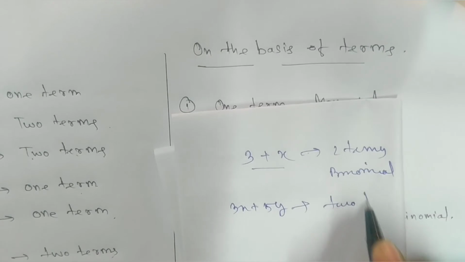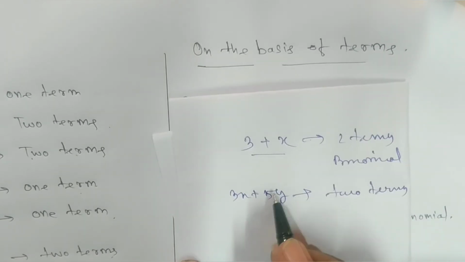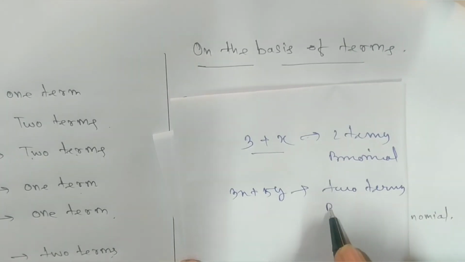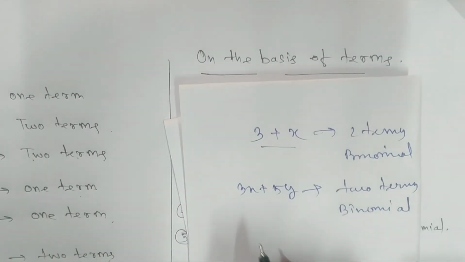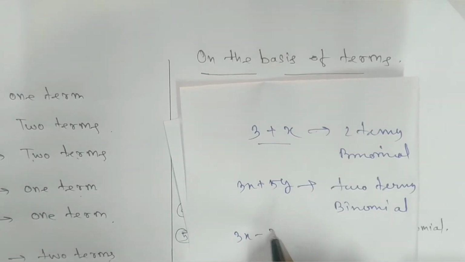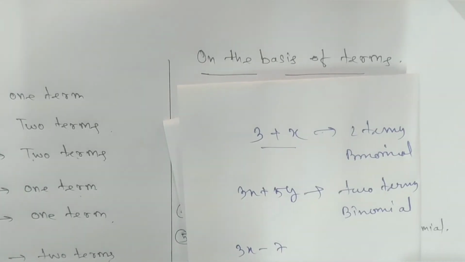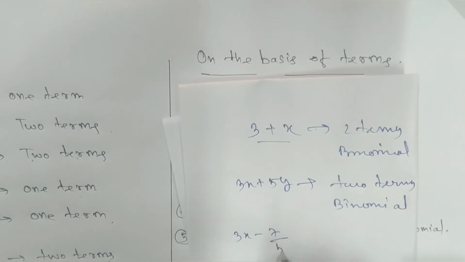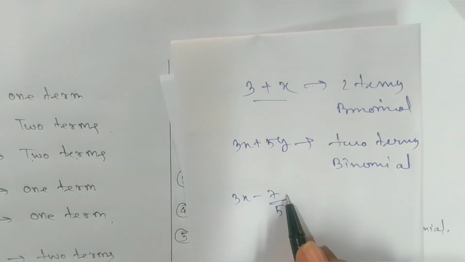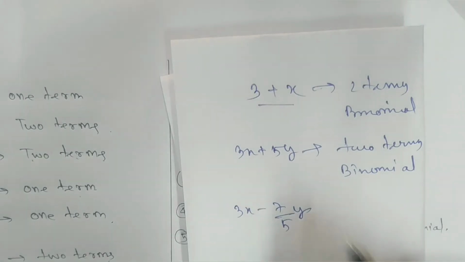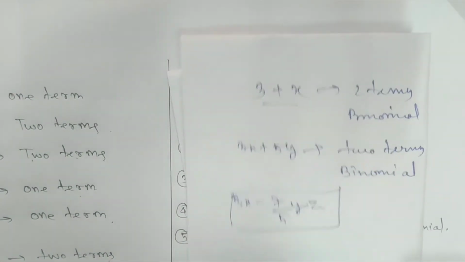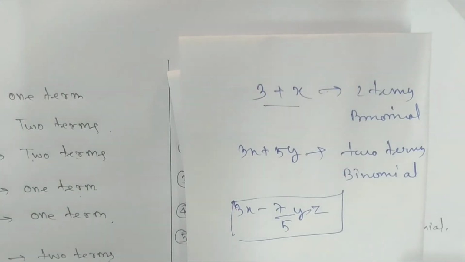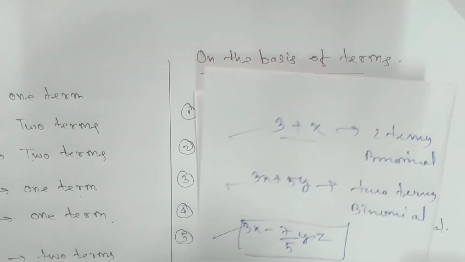2 terms. So that means what we call binomial. So if I ask you to give an example of binomial, you may give any example like 3x minus 7. This should be separated by plus or minus. Any number you can take. You can take 7 by 5 also. You may take one y also with it, or one z also. So these are binomial expressions. This two and this one also.